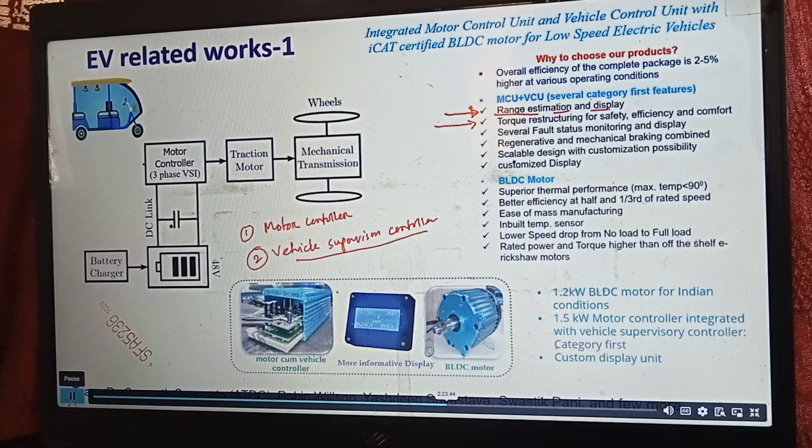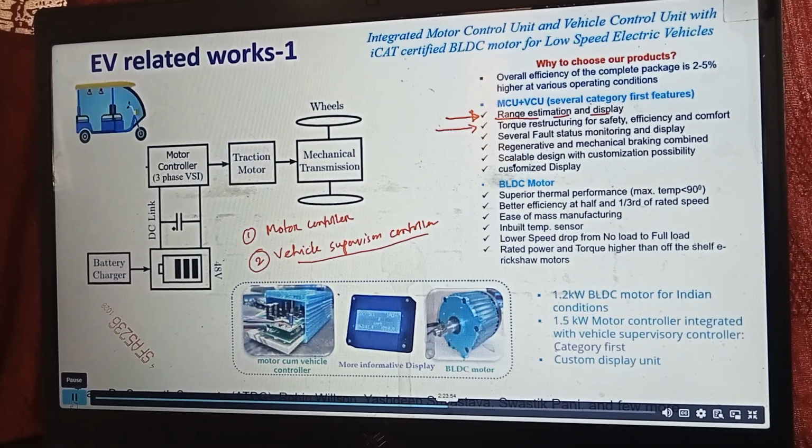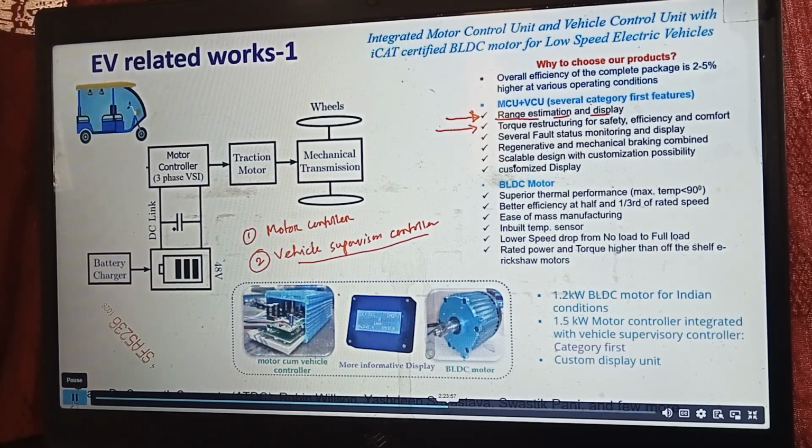How? See, when you're overloading your motor and motor controller, due to those higher currents and all, the temperature of the motor or motor controller goes up, right? So we had a temperature sensor kept in both the motor and the motor controller. These are very low cost sensors, not very expensive.